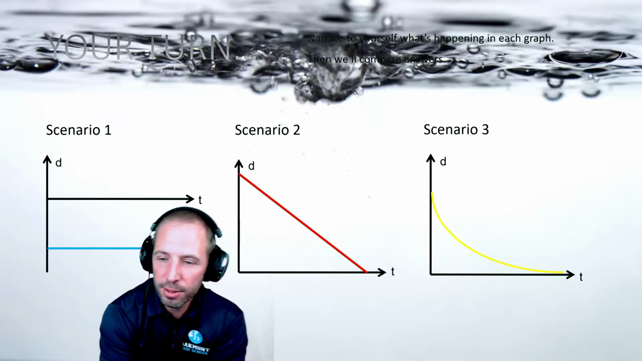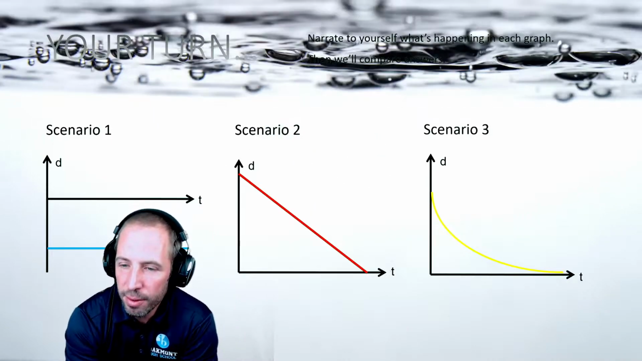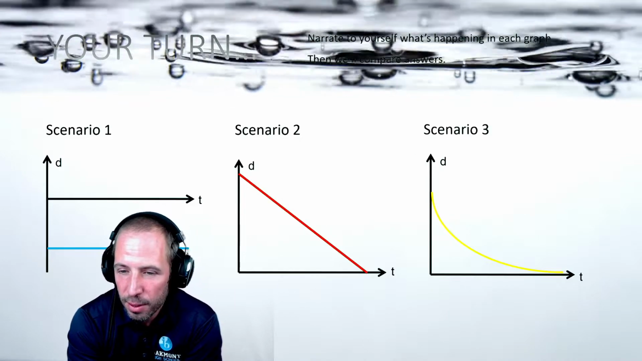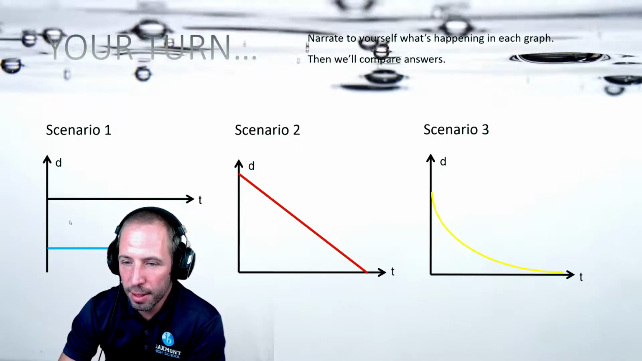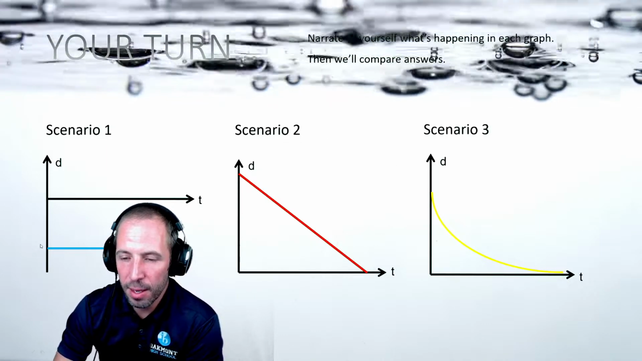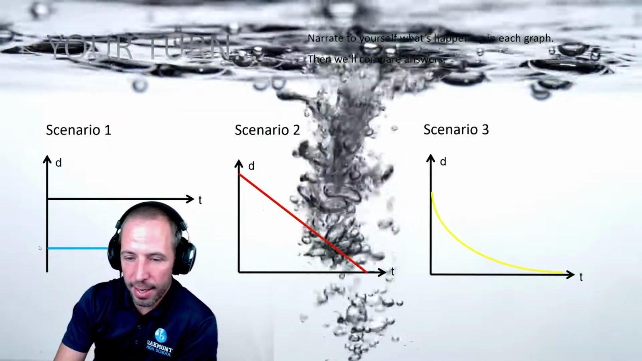All righty, let's check what you guys are thinking. So first up, on scenario 1, this is an object that's not moving. We can tell that because no matter when we check, the position value is always the same. And what's different about this graph is that it has a negative position value.